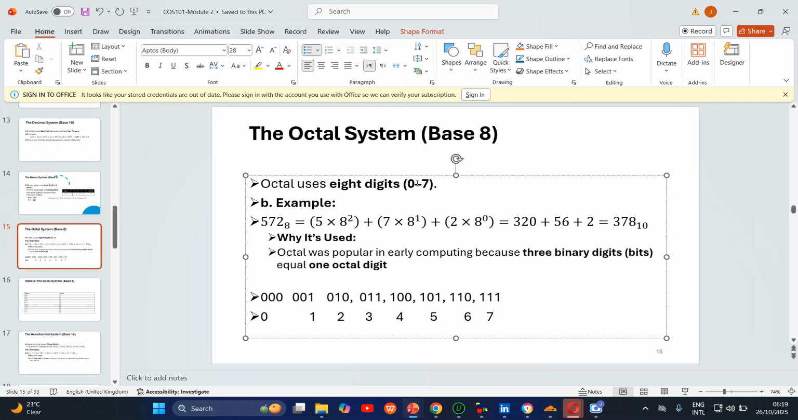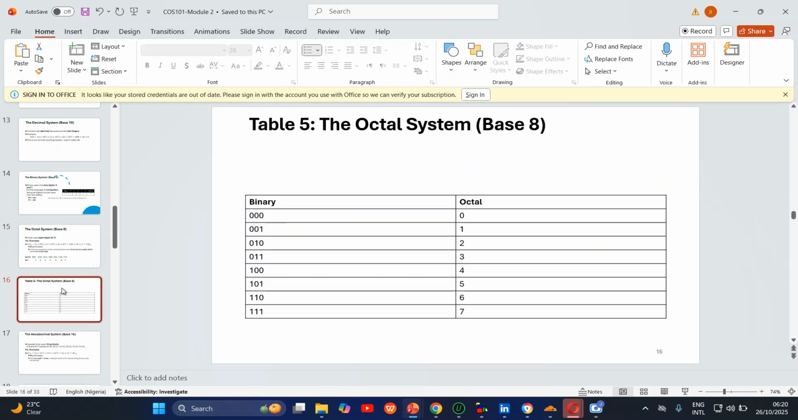Now octal uses 8 digits, 0 to 7. For example, 572 base 8. You want to convert this to base 10, to decimal. The first digit is multiplied by 8 raised to power 0, the next by 8 raised to power 1, and the next by 8 raised to power 2. So we have 5 times 8 raised to power 2, plus 7 times 8 raised to power 1, plus 2 times 8 raised to power 0. That gives us 378 base 10. Let me just copy this because this is how it works.